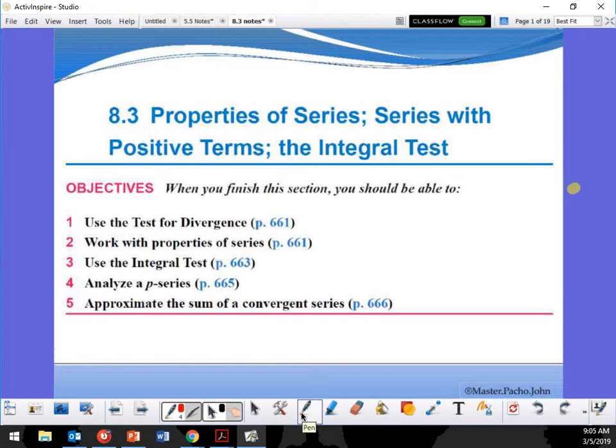Okay. Tests for divergence, property series of positive terms, and integral tests. This is really good. I'm going to try and make it all the way through the P series in the notes today, so I'm going to do my best to get that far.